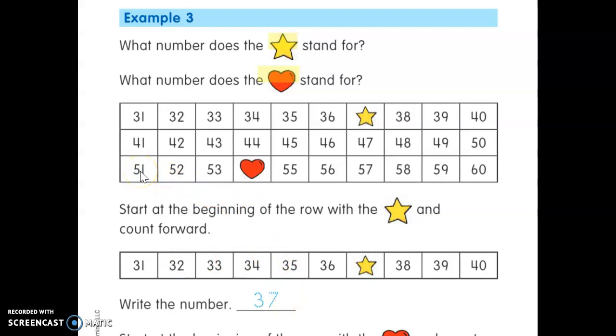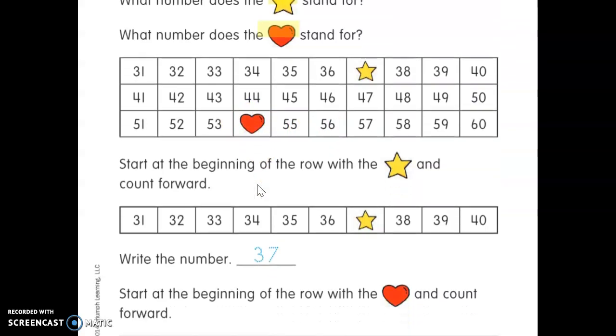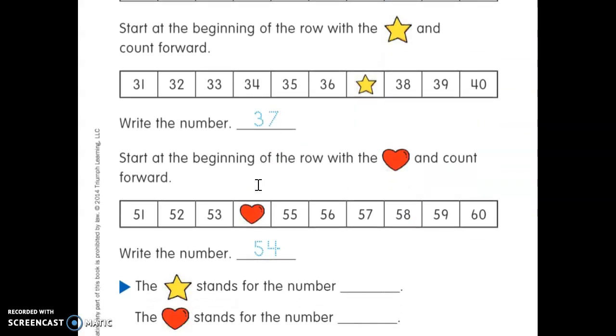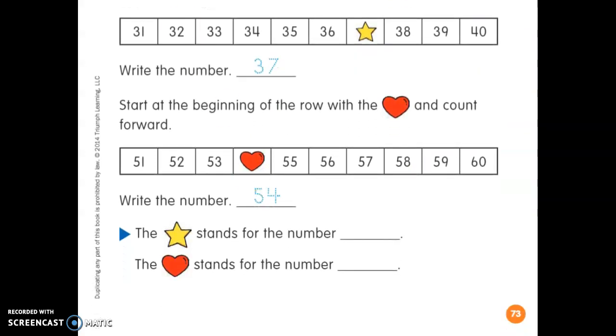Let's start here now. 51, 52, 53. That's right, 54, 55, 56. So the heart equals number 54. And we would write our numbers there. So the star was number 37, and the heart was number 54. Let's see if my 5, whoa, oh, 5, 4.